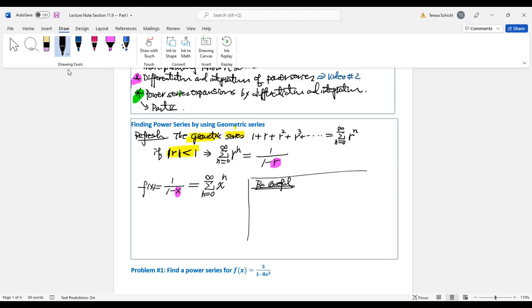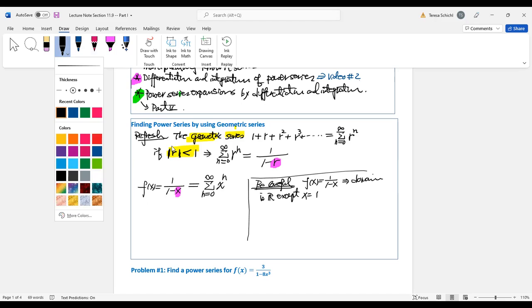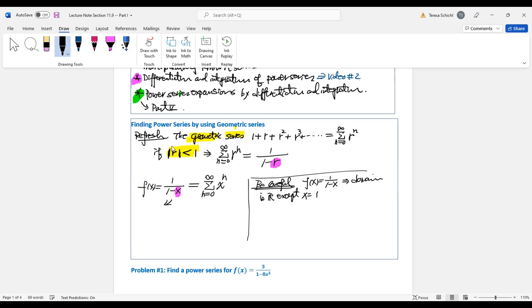Okay, so we need to be very careful. In the algebra world, if you said f of x equals 1 over 1 minus x, we know the domain for this function is what? The domain is all real numbers except x equal to 1, correct? But here, because this is a geometric series, the absolute value of r has to be less than 1.